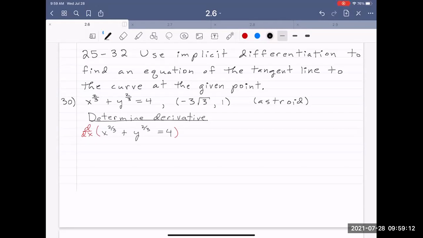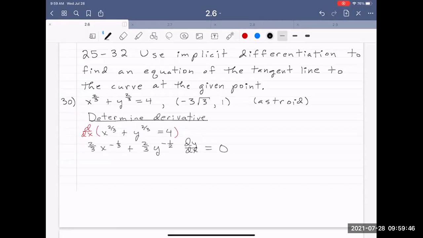The derivative of x to the 2/3 is 2/3 x to the -1/3. The derivative of y to the 2/3 is, by the chain rule and the general power rule, bring down the exponent out in front, rewrite what's inside the parentheses to the power of 1 less, times the derivative of what's inside, dy over dx. The derivative of 4 is 0.